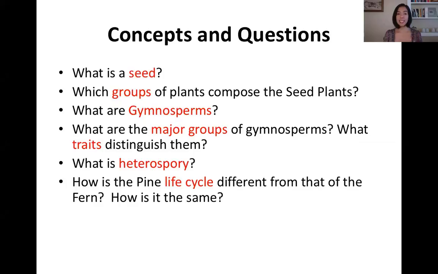We're going to learn the different groups of plants that contain or produce seeds. And as I said, they are divided mainly into gymnosperms and angiosperms. What are gymnosperms? Today we're going to focus on gymnosperms. In the next class, we're going to cover angiosperms. So for today's class, we're going to go through the major groups of gymnosperms. We're going to review what heterospory is and understand that gymnosperms have heterospory. And we're going to go through the life cycle.